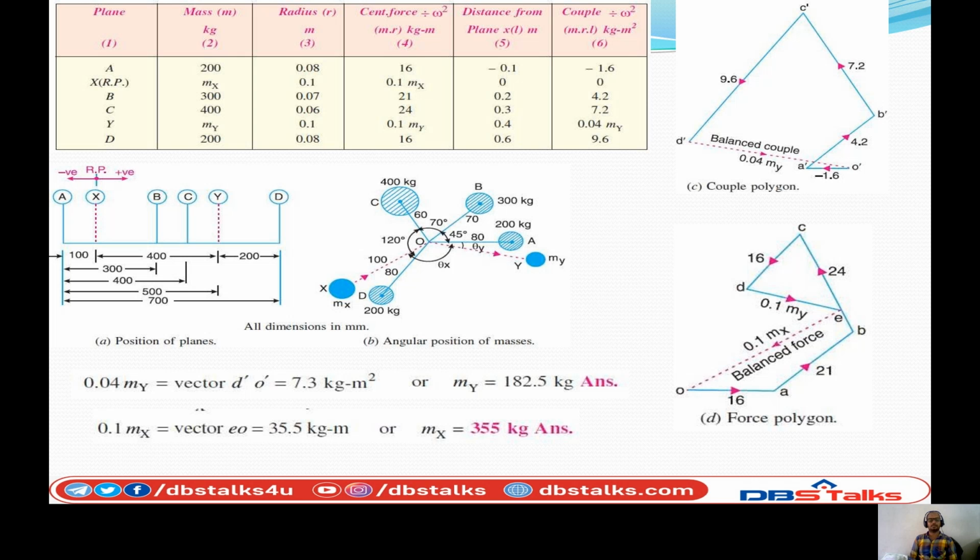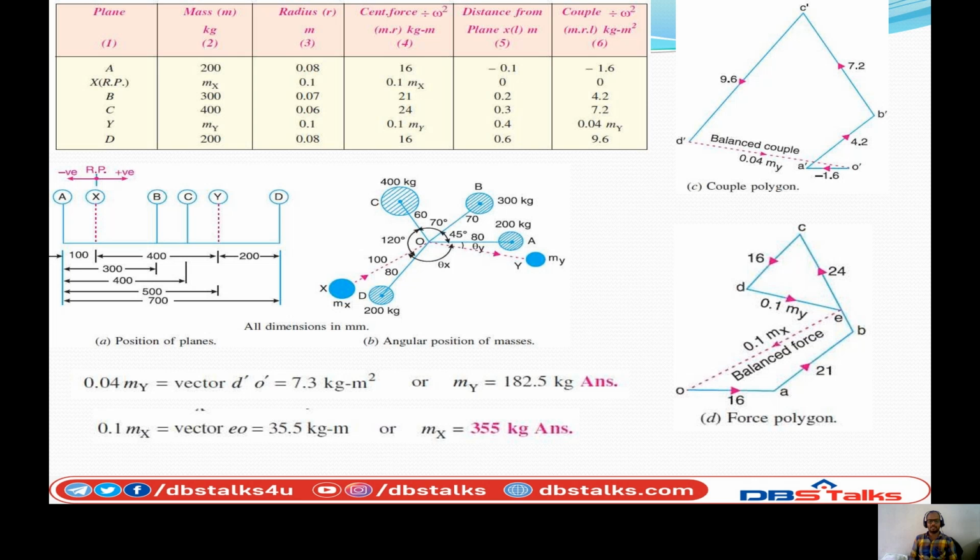Then for the others, 0, 0.2, 0.3, all these values we need to get from the information. 0.6. Next, what is the couple? Force into distance. So force is 16 into distance 0.1, so 1.6. The negative sign will always be followed. So we get all the values here.